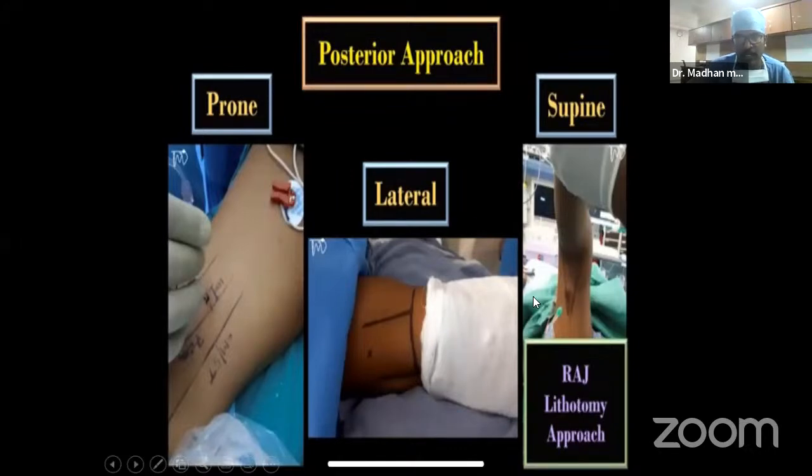Here, one assistant is needed to hold the leg with the hip flexed and the knee joint extended. The landmarks are the same. This can be used in patients who cannot be turned prone or lateral because of multiple other injuries, polytrauma, mechanically ventilated patients, or very obese patients.